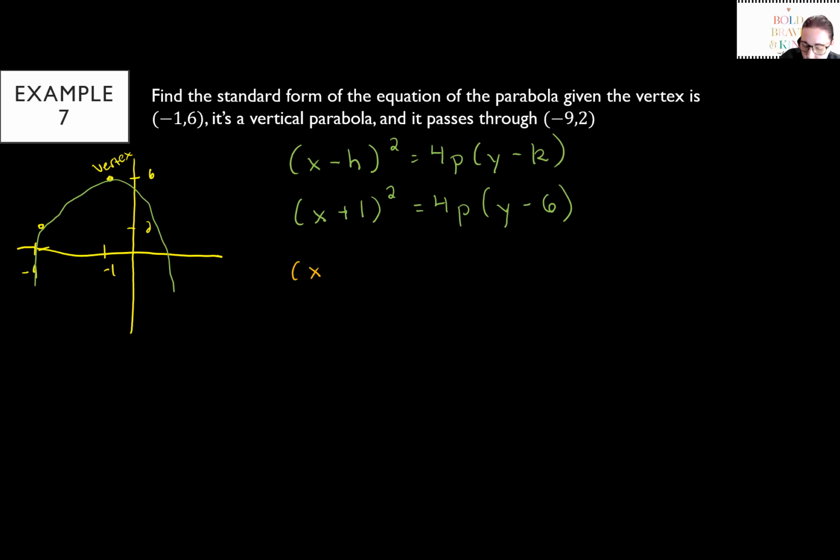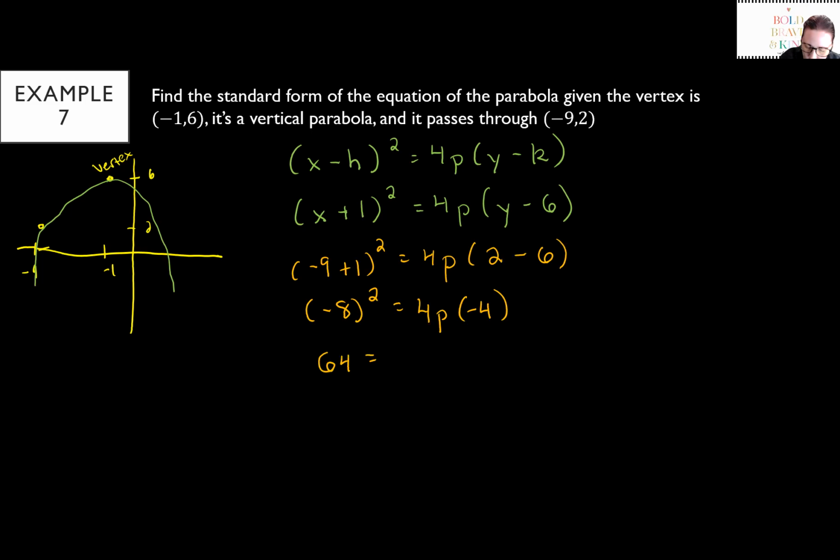So the X value is -9. So instead of X, I have -9 plus 1 squared plus 4 times P, and then Y is 2. So it's going to be 2 minus 6. So we get -8 squared equals 4P. 2 minus 6 is -4. So you get 64 equals 4P times -4.